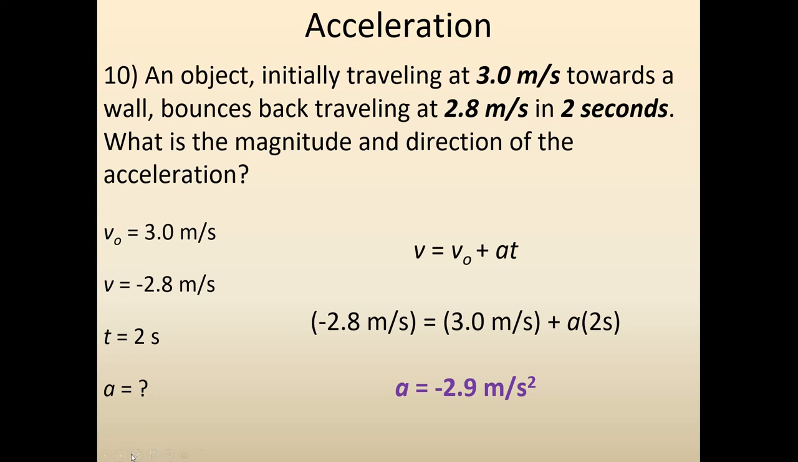So I would actually have to, once again, use the directions given to me in here. They didn't say anything about north, south, east, and west, or left and right, so I have to use the phrasing of towards the wall and away from the wall. Because the final velocity was defined as negative 2.8, and this number is negative as well, that means the acceleration and the final velocity are in the same direction. So I would say that the acceleration is 2.9 meters per second squared, and then I would say that it's away from the wall, because that's what the final velocity is doing. Away from the wall. All right.